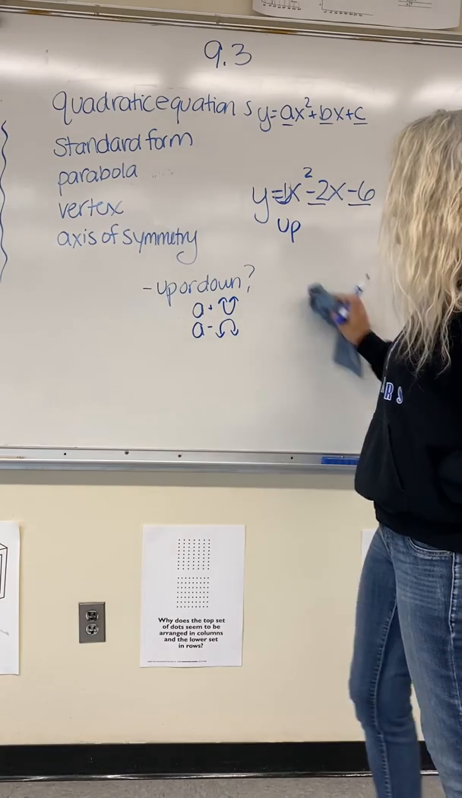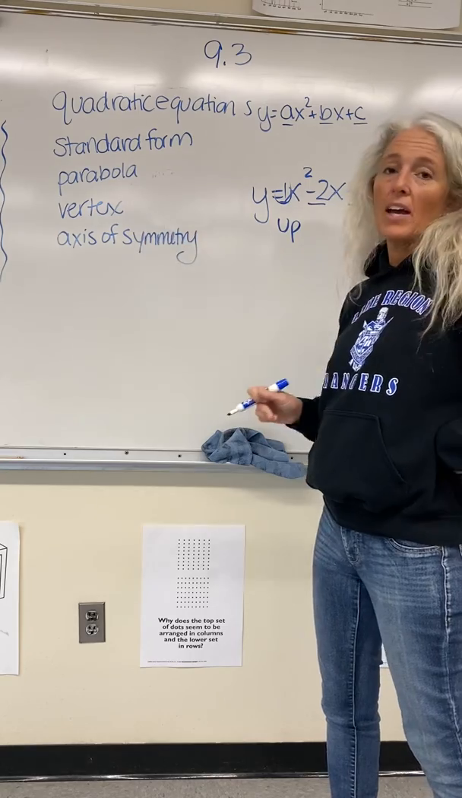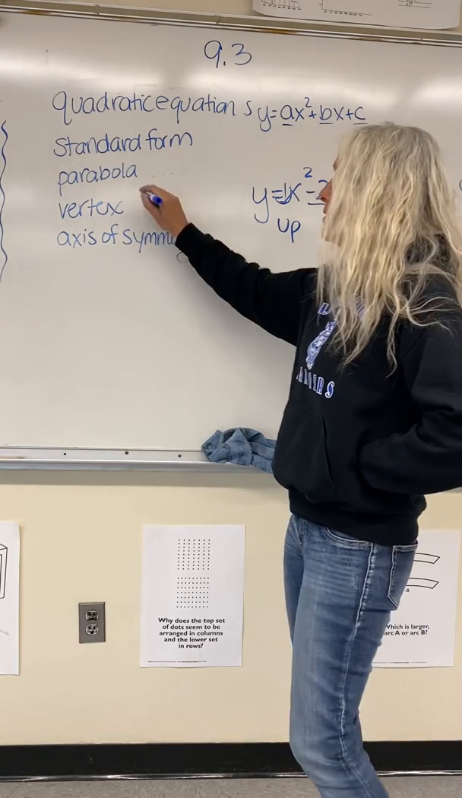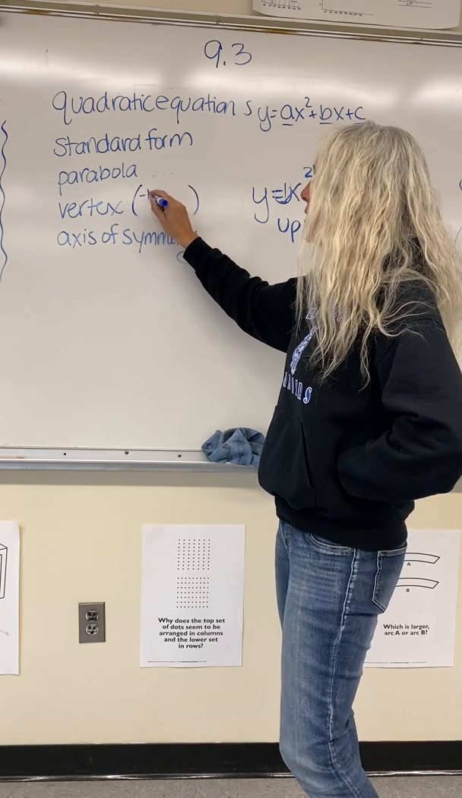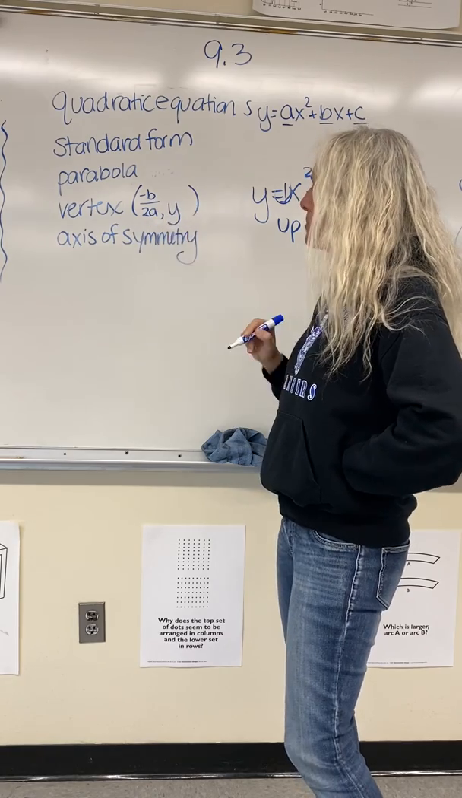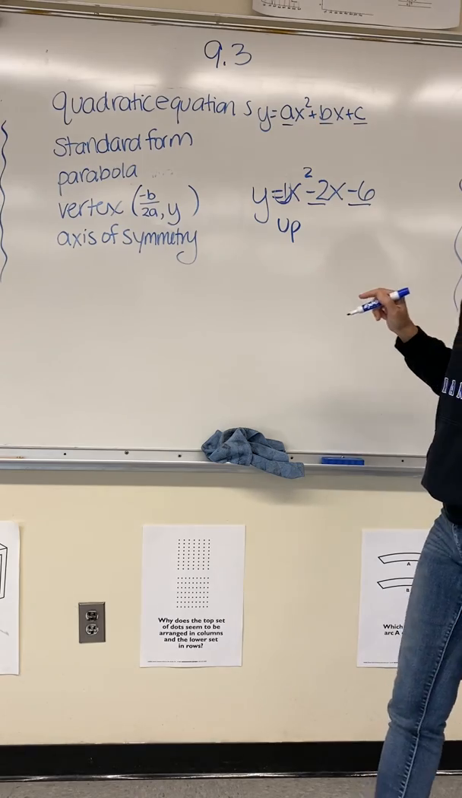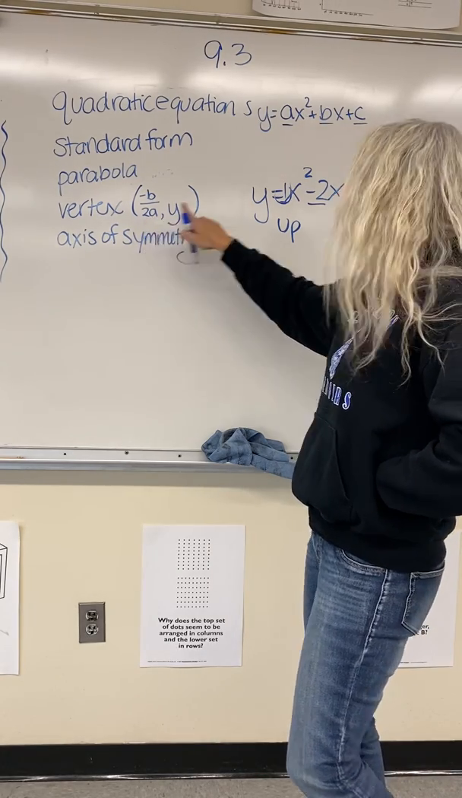Okay, second thing that we want to know is, where is the vertex of my parabola? Where is that high point or that low point? Now the x-coordinate of the vertex of the parabola is the opposite of b over 2a, and then I'm just going to put comma y here for a second. I'll explain that in a sec. So first thing we're going to do is find the x part of the vertex of our parabola.